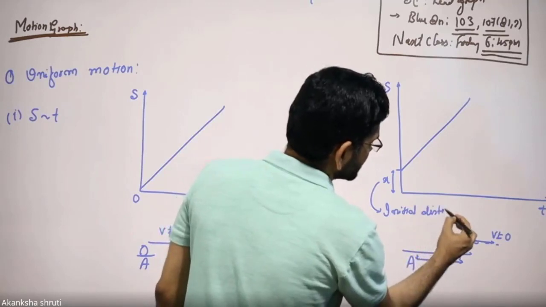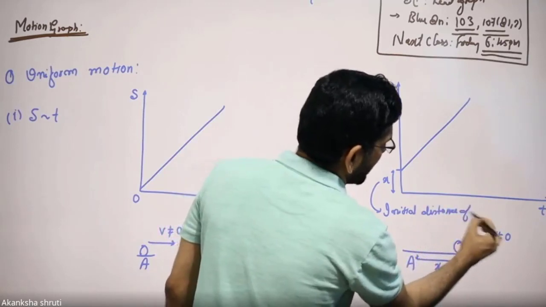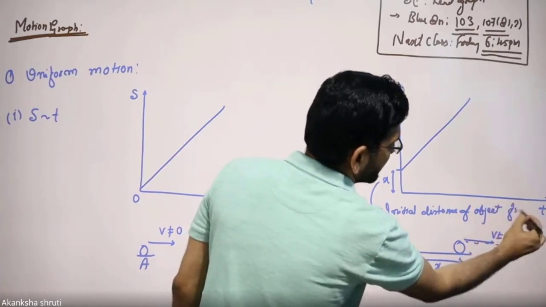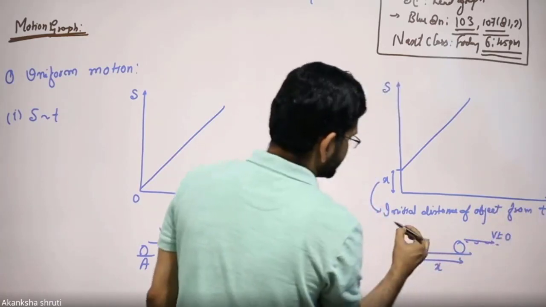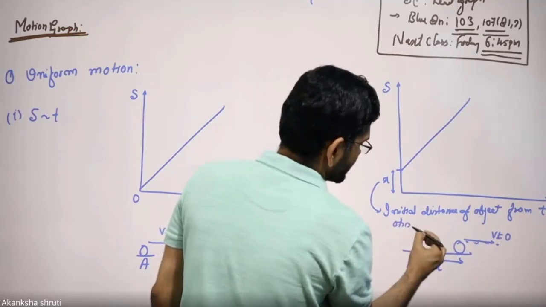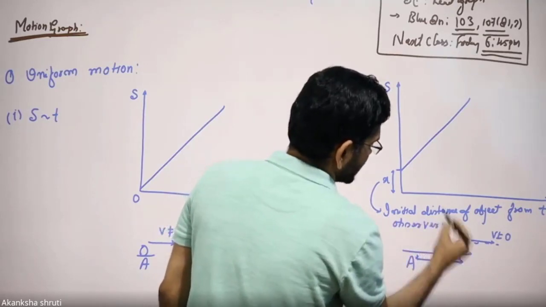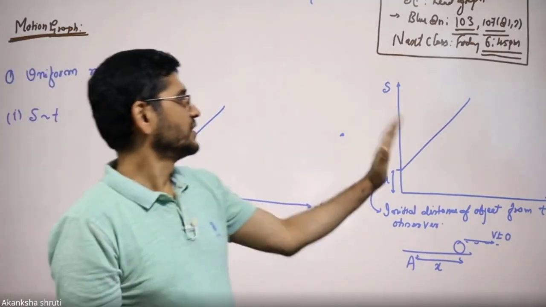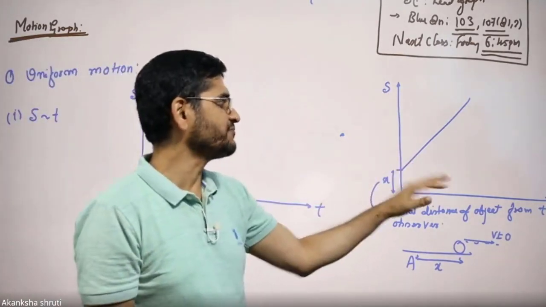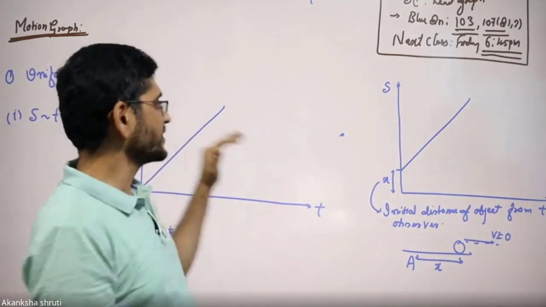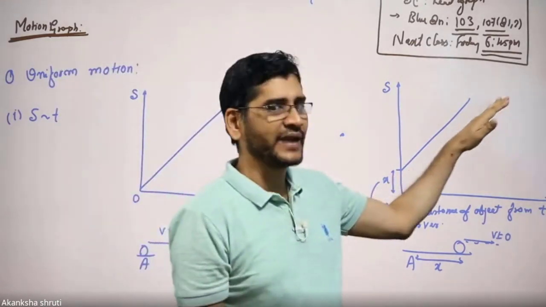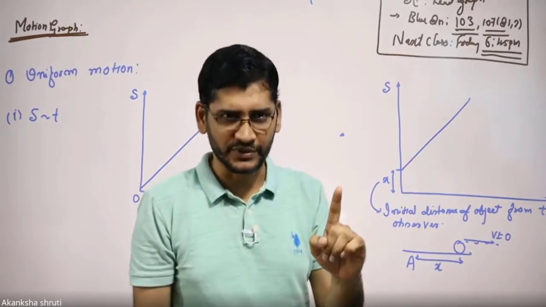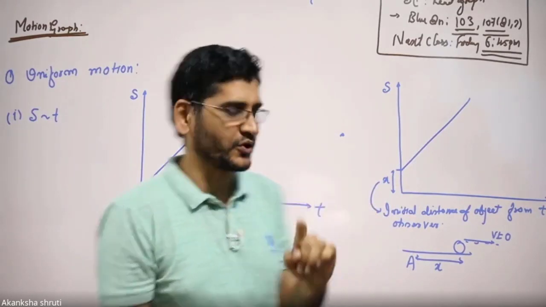So this x is our initial distance of the object from the observer. It is like this, so we have to keep this in mind. So two possibilities. Keep in mind, a distance time graph that is a straight line inclined with the time axis represents uniform motion. That we have to keep in mind. Okay, students, very important thing.